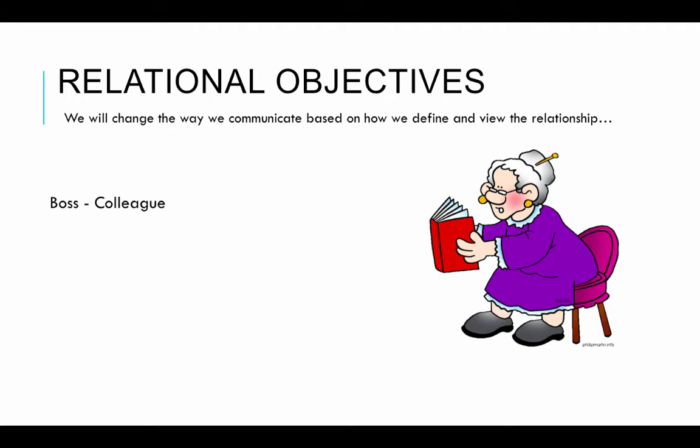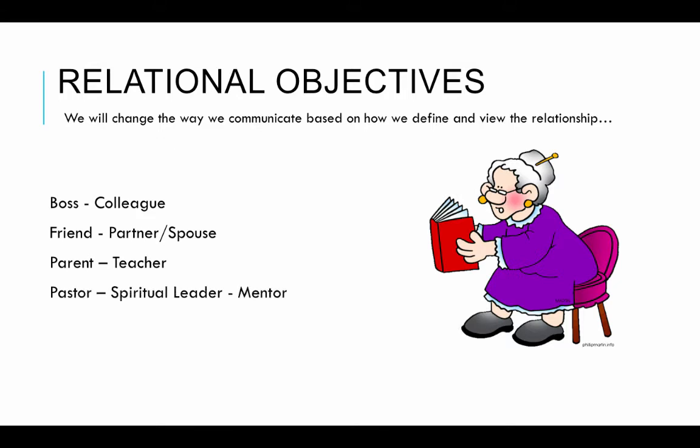You're going to talk differently to your boss than you might talk to someone that you just work with. You're probably going to talk a little bit differently to your friend versus someone who may be your partner or your spouse. You're also going to talk a little bit differently to your parents than you will to your teachers, although you'll probably talk to both of those with a higher level of respect and professionalism than you would talk to your friends. You see this also with a pastor or spiritual leader or mentor. You're probably going to talk differently to them than you would talk to anyone else, because the way we communicate changes based off of how we define and view our relationships.